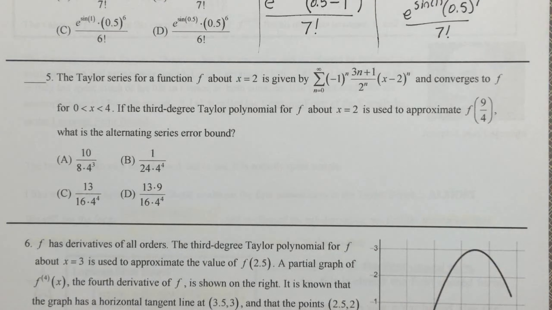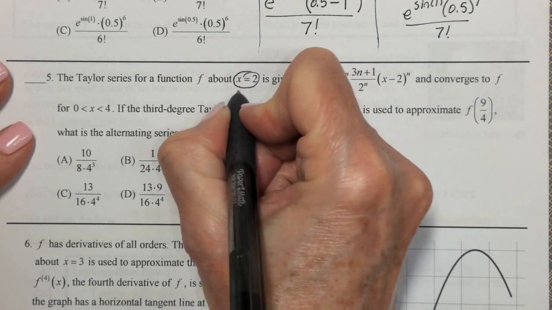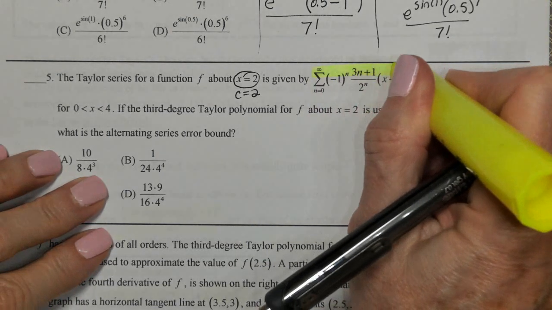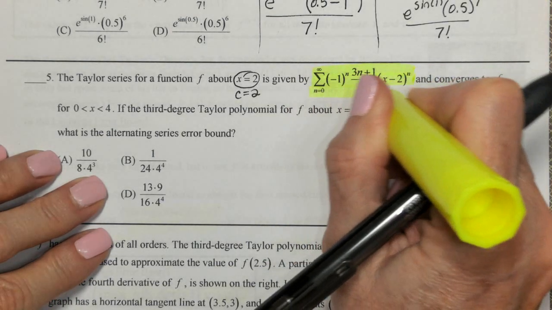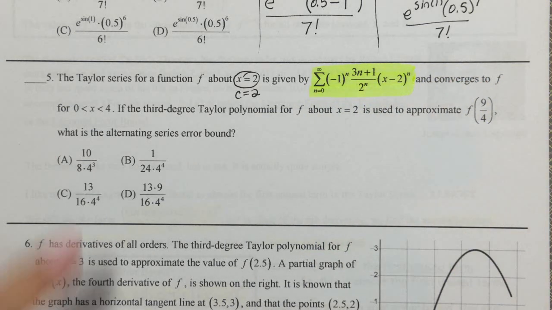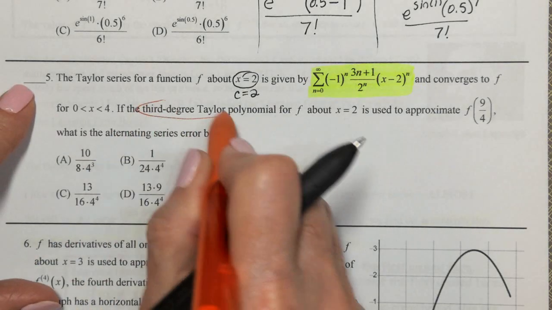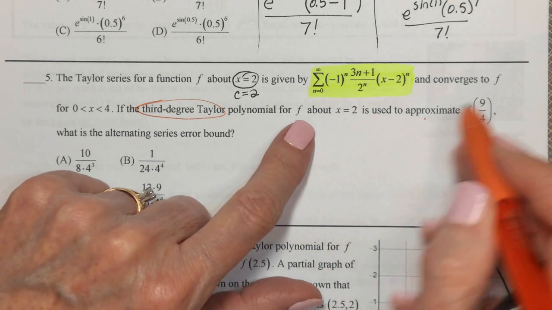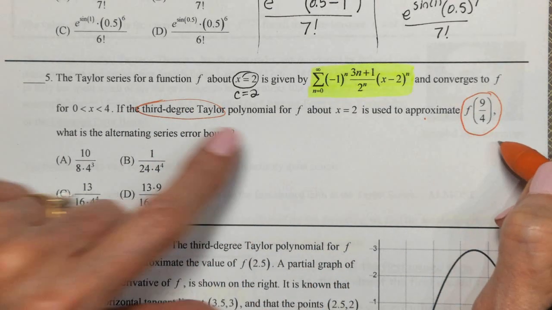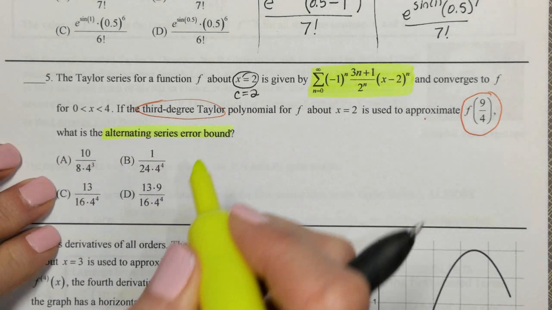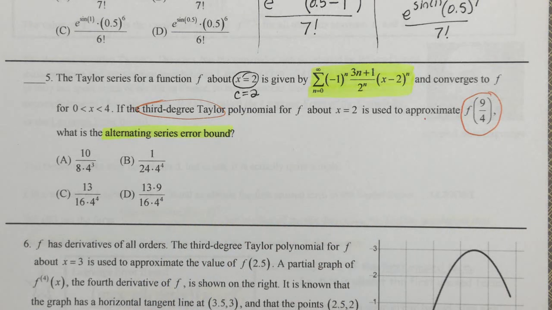Let's do another one. The Taylor series for a function f about x equals 2, that's our c value, is given by this expression. So they're giving us the Taylor series, and it converges to f from 0 to 4. If the third degree Taylor is used to approximate f of 9/4, what is the alternating series error bound? Oh, not Lagrange, alternating series.